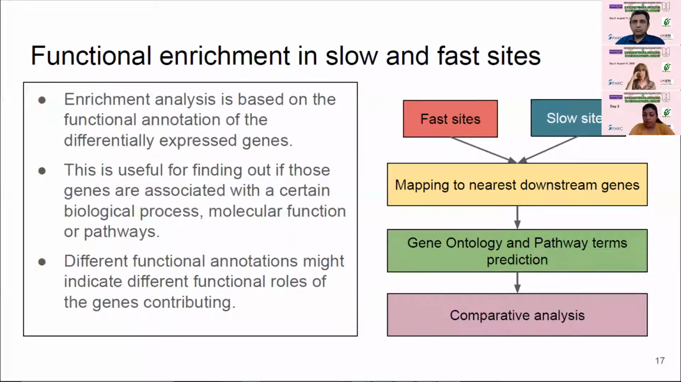So we can say if one type of sites, for example fast sites, are enriched in a specific type of pathway or biological process as compared to slow sites, which have different functional roles in a different type of pathway, or if one enrichment is higher in the cascade and one is lower in the cascade. So we are trying to know about this. That is why we are doing the functional enrichment.